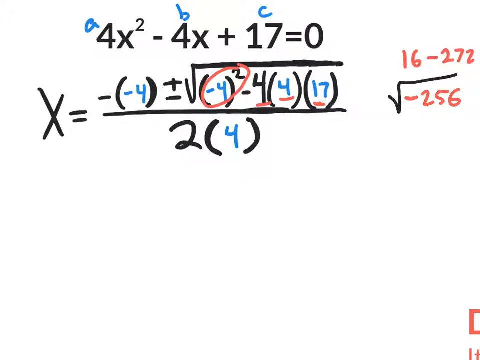Are you with me? Okay, so let's rewrite this whole thing. Instead of minus 4, I'm going to put plus 4. Then the plus or minus, and then the square root of my discriminant value, negative 256, divided by 8. So based on the discriminant value, would the original parabola cross the x-axis one time, two times, or not cross the x-axis at all?